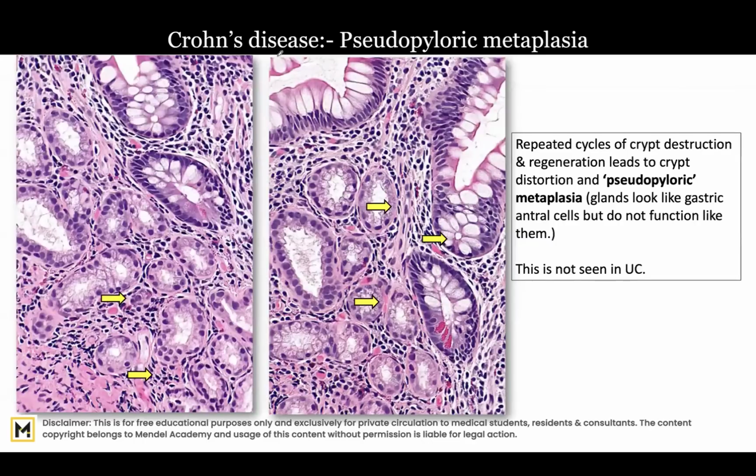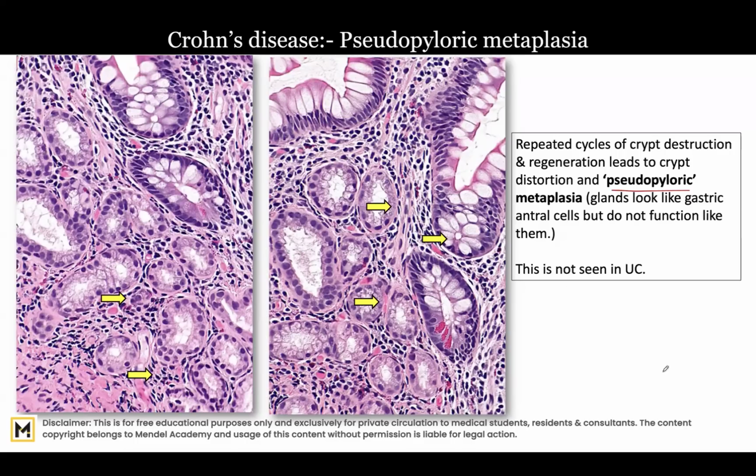Now, there is this very interesting phenomenon called pseudo-pyloric metaplasia. What happens is repeated cycles of crypt destruction and regeneration. They lead to crypt distortion, and they look like pyloric glands. As you can see here very clearly, they look like pyloric glands, but they do not function like that. They don't have any of the functions. So it's called pseudo-pyloric metaplasia.